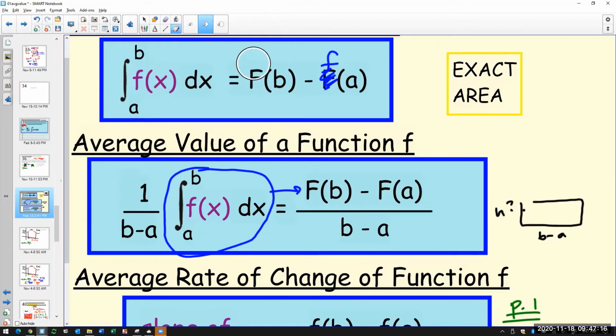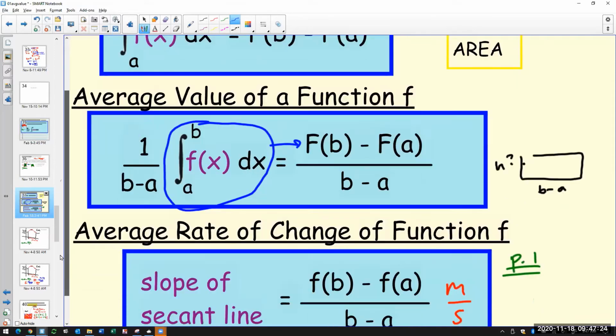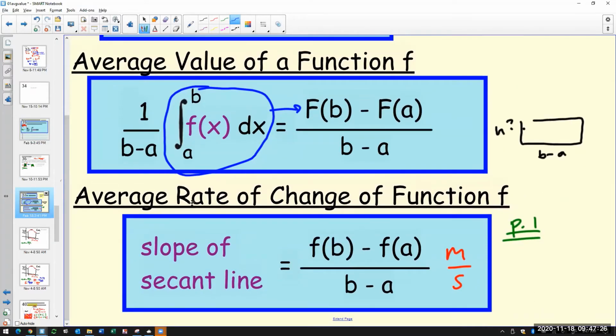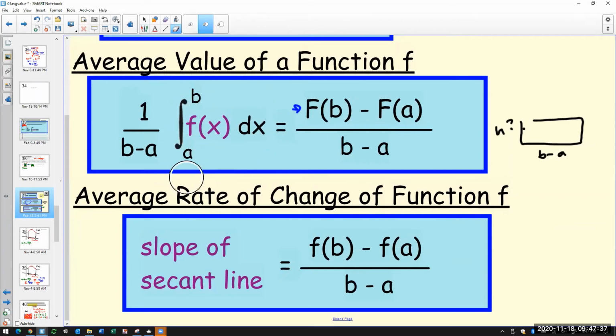All right, I'm going to erase this because I wanted you guys to see that this integral of f of x is really capital F of b minus F of a, the first fundamental theorem of calculus. Average value is confused a lot with average rate of change. I say a lot, like almost all the time. I confuse it too. So this is another formula you need to know, average rate of change, which is similar but different to average value.